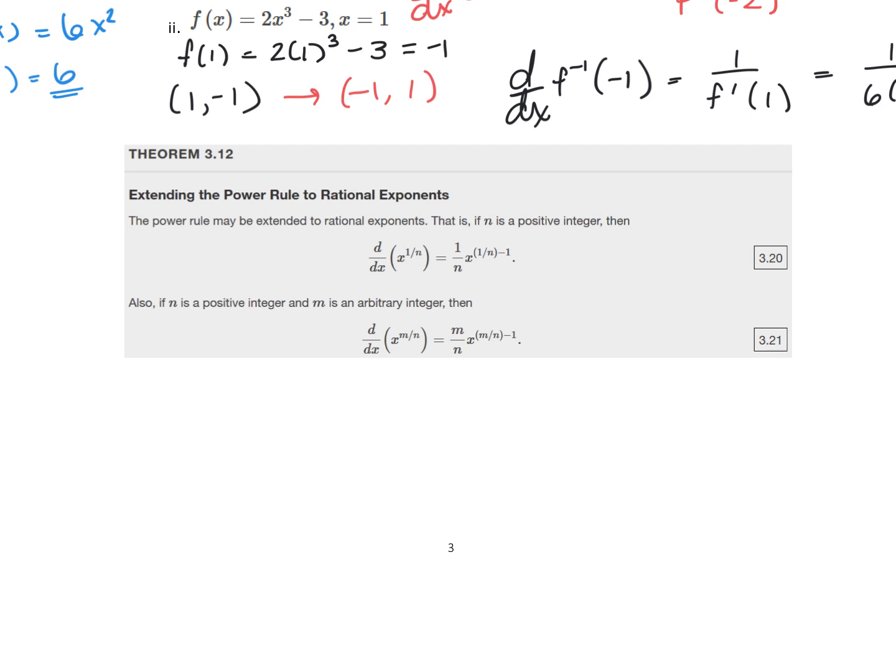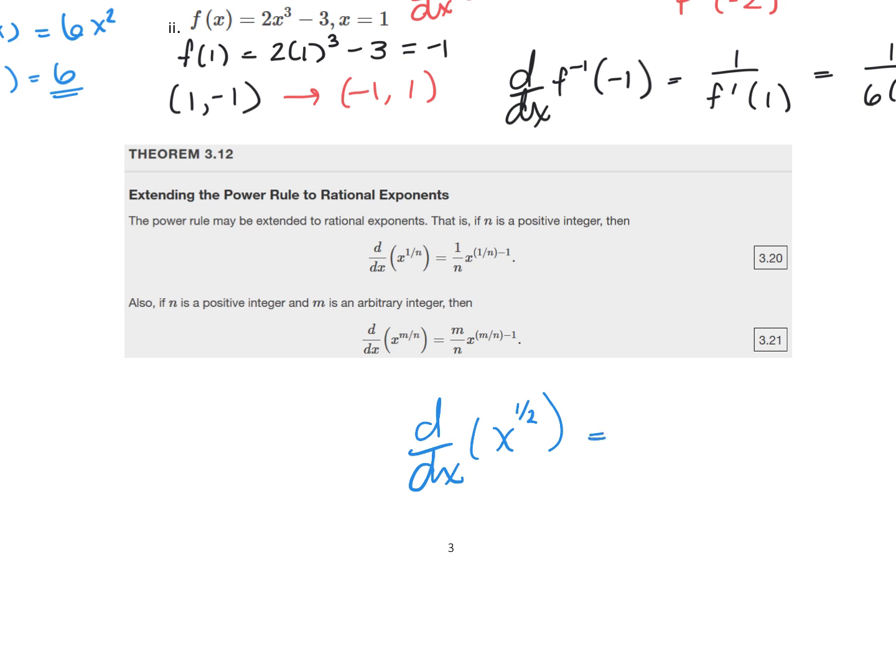Now, this allows us to extend out the power rule as well. So now we can do the power rule derivatives when I have exponents that are not integers. So now I have powers that are rational exponents. That means that I can now find d/dx of x raised to the 1/2, which, as you know, is the square root of x.